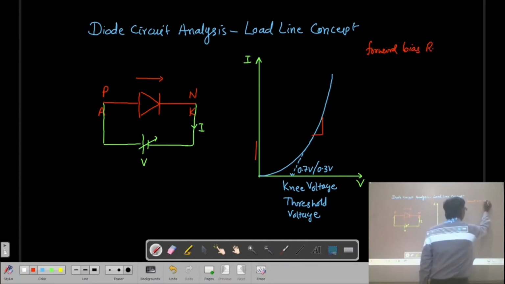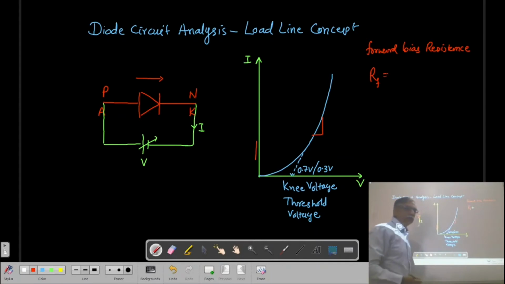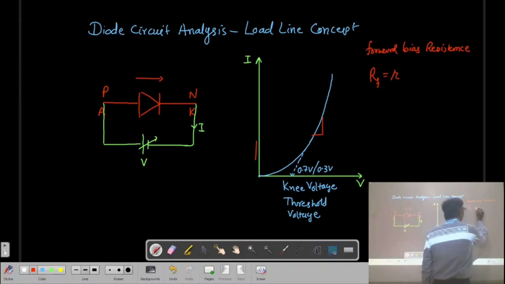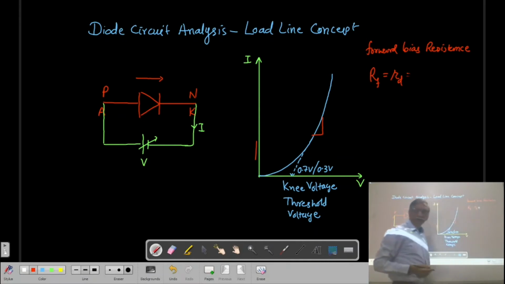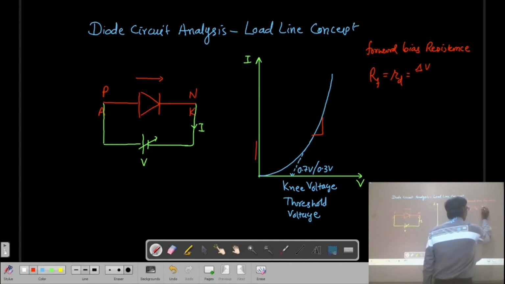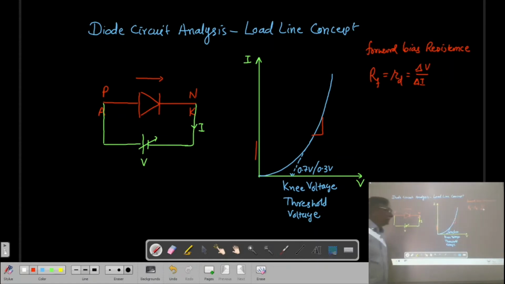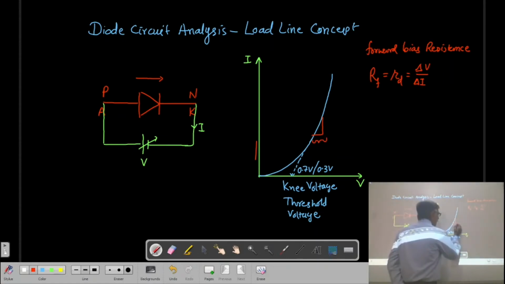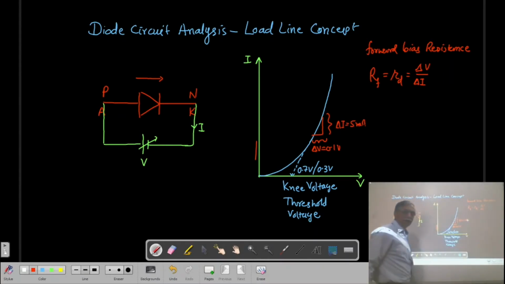Forward bias resistance is represented as RF, or you can also write it as RD. The resistance is always a ratio of voltage to current, so we have delta V by delta I. Let us say this is my delta V. Delta V is 0.1 volt and this delta I is 5 milliampere. Correct? It is 5 milliampere.